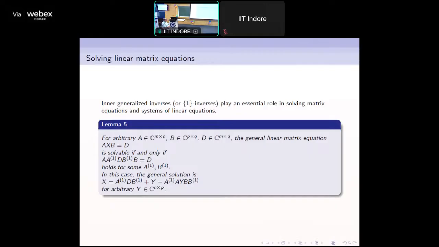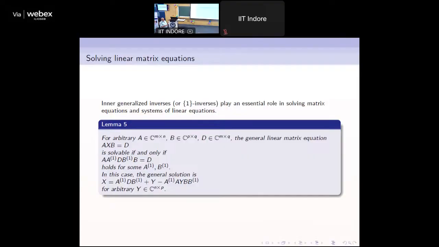What if this condition is not satisfied? If A A^(1) D B^(1) B is not equal to D, we have no solution. Definitely. The linear matrix equation is not solvable. Sometimes researchers will say inconsistent, and definitely we have no solution.